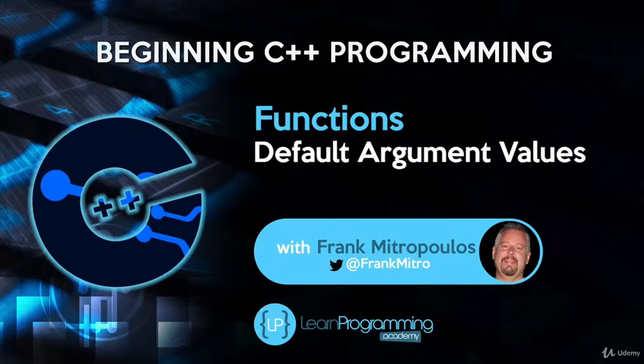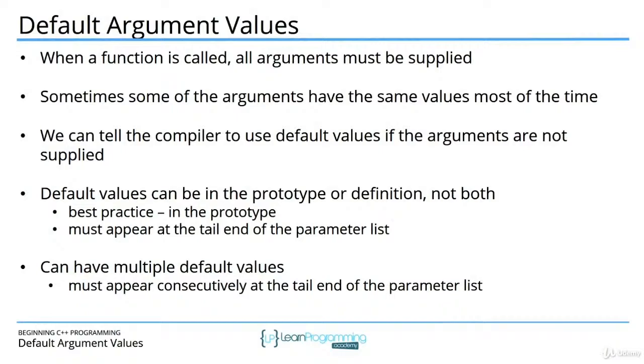In this video, we'll learn how we can call C++ functions using default argument values. As we've seen, when we call a function, we must provide all the arguments that the function requires, and they must be in the right order and of the right type. But sometimes when we call functions, some of the argument values that we pass in tend to be the same values most of the time.